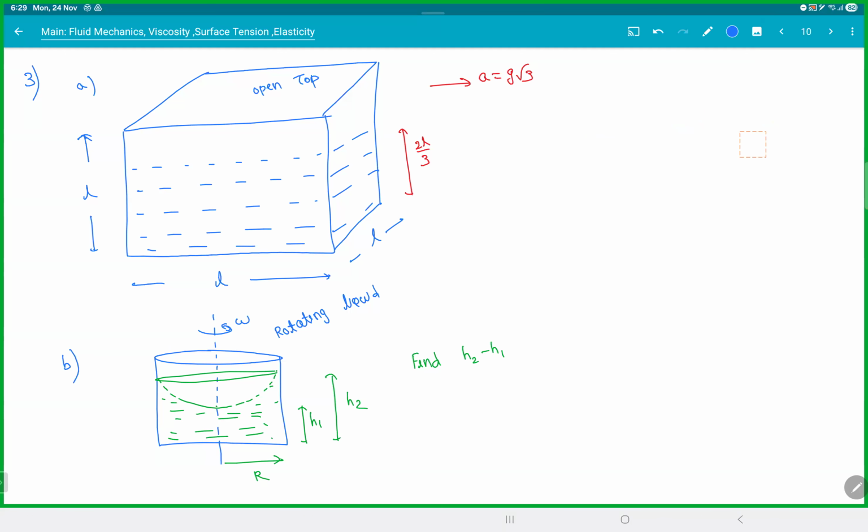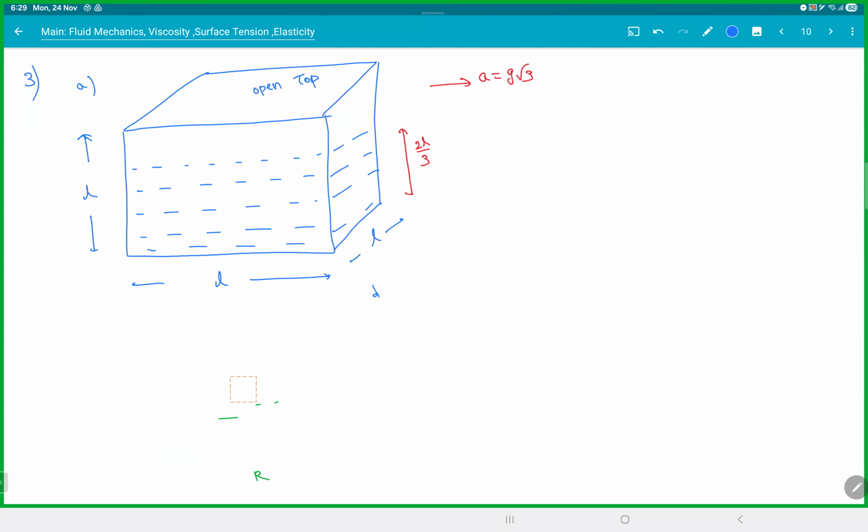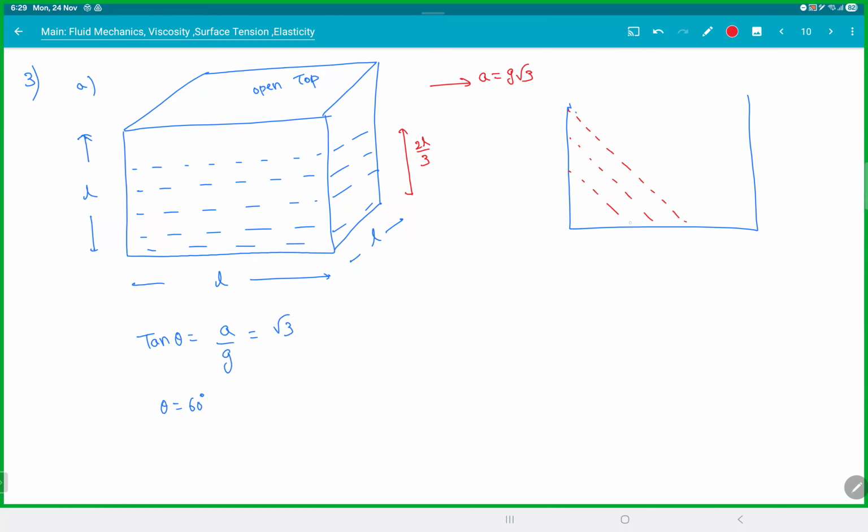So first one, what happens? Hope you guys remember that result. That's the straightforward result. So the liquid will make a shape where tan theta is equal to a by g. Should remember this. In this case, it will be root 3, or theta is equal to 60 degrees. So in this cube, how will you get 60 degrees? So the liquid has to be like this. The container's bottom is exposed.